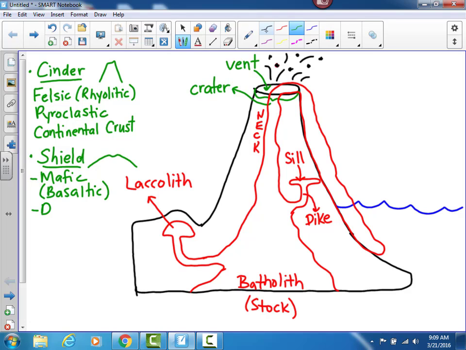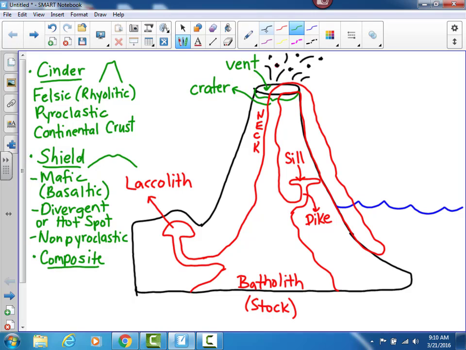And they often form at divergent boundaries or hotspots like Hawaii. And their eruptions are usually non-pyroclastic because they usually form under ocean crust, and ocean crust is high in basalt, which means it's low in silica, so it's not very sticky. It doesn't trap gases, and that makes the eruption not very explosive.